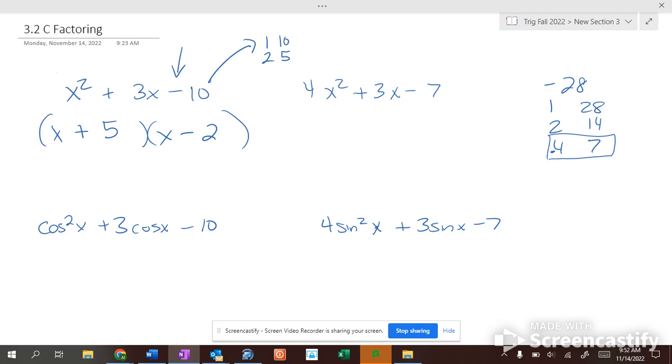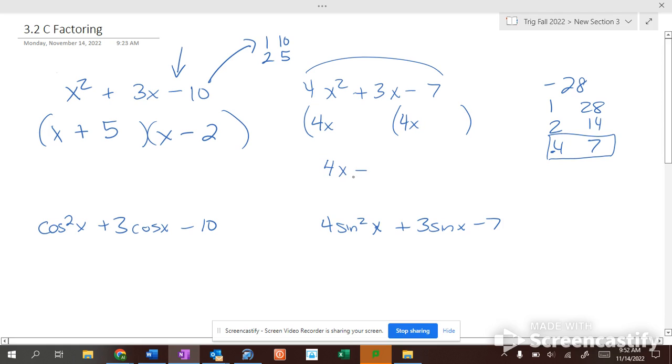Any of you remember your algebra 2? Because you multiply these two, you get negative 28. And then I know she writes 4x and 4x. And then what does she do? Because I know my final answer is going to be 4x minus 1, and then x plus, nope, it's 4x plus 7, and then x minus 1. I know that's my final answer.